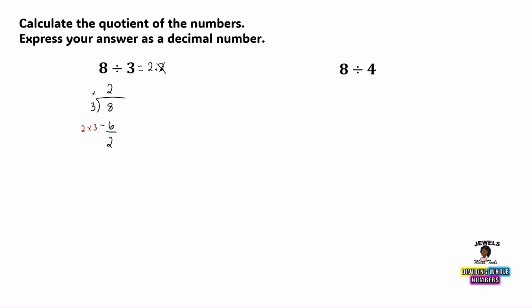So at this step now, since we have divided into all of the numbers that were given to us in our whole number, I'm now going to insert a decimal point behind my quotient of 2. And then I'm also going to input a decimal point behind my 8.